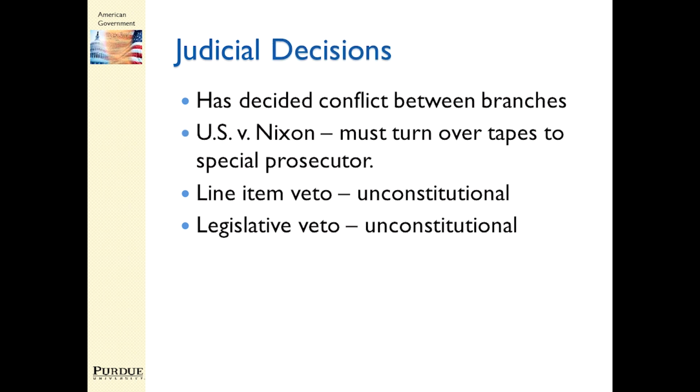There have been very important judicial decisions, such as U.S. versus Nixon, which ordered President Nixon to turn over his tapes to the special prosecutor that were used in his impeachment. So here's a case where the courts are involved in interpreting the powers of another branch. Other examples, such as the line item veto, where the Congress gave the president the power to veto individual provisions of a bill, and the court ruled that to be unconstitutional.